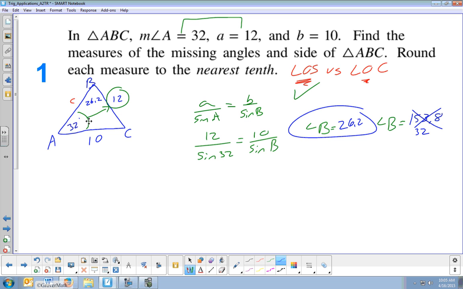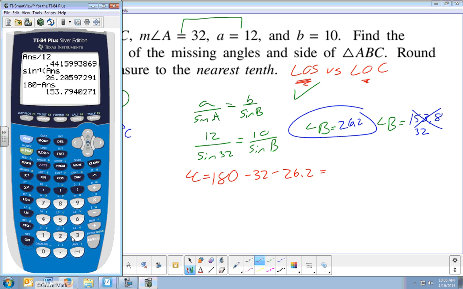All right, so I have side A, side B, angle C. Now I've got to work on the C's. And always keep in mind that if you have two angles of a triangle, it's pretty easy to find the third. So find that first. So 180 minus 32 minus 26.2 will get us our angle C. Right? 180 minus the ones you have will give you the one that you need. So let's see what that comes out to be.